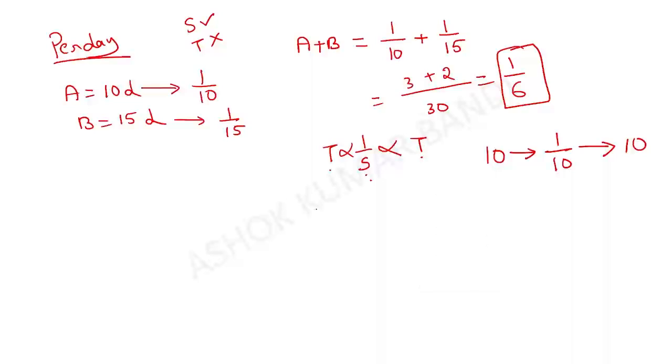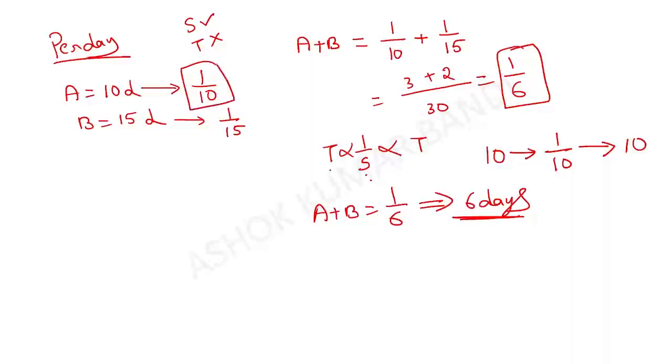So the combined speed of A and B is 1 by 6. Then the combined time is going to be simply 6 days. If you observe here, the speed we have taken is 1 by 10. That is nothing but the amount of work that is completed in one day. That means if somebody can do the work in 10 days, they can do 1 by 10th part of the work in one day. That's why we're calling it the per day method. So I will just repeat it once again.